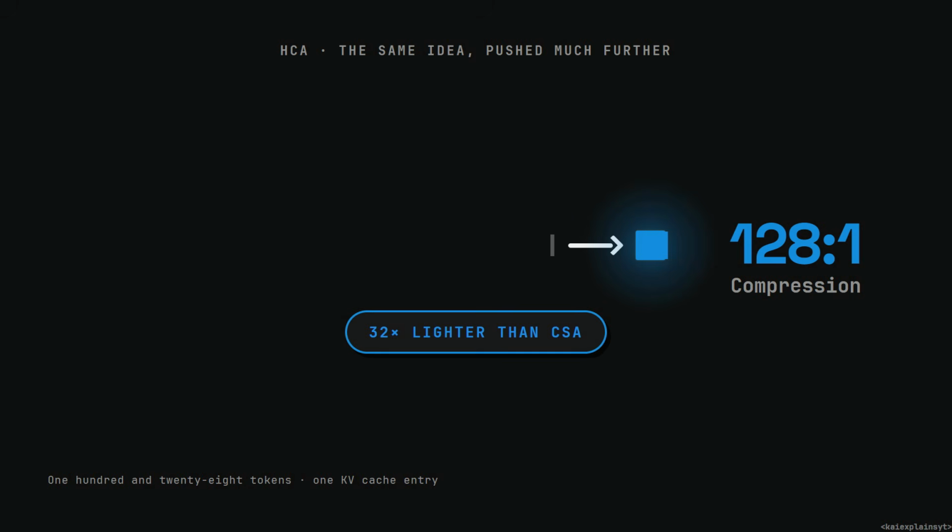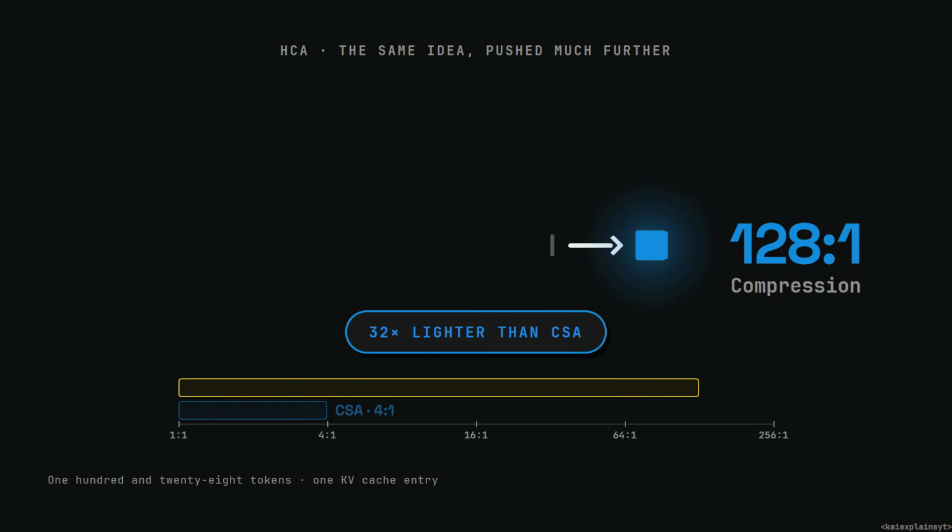Think like this. If CSA is a search through the passages you highlighted, HCA is skimming the chapter summaries at the back of the book. Less precise, close to free.